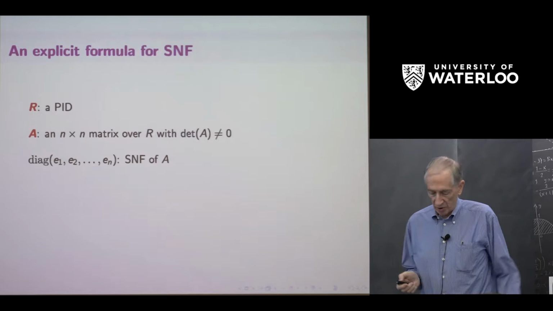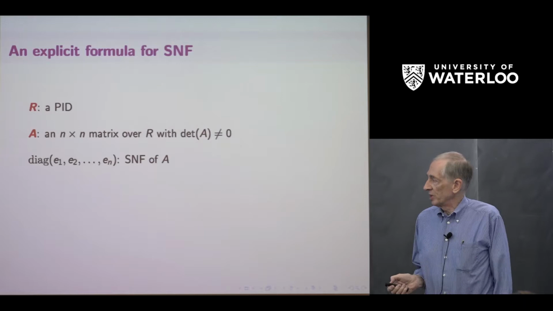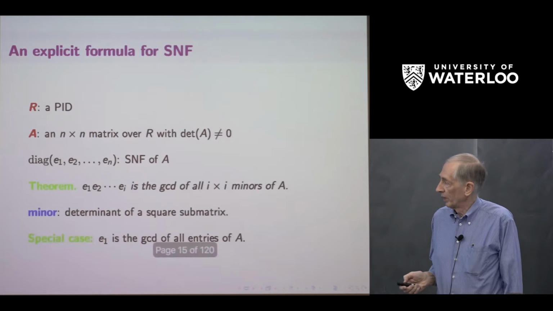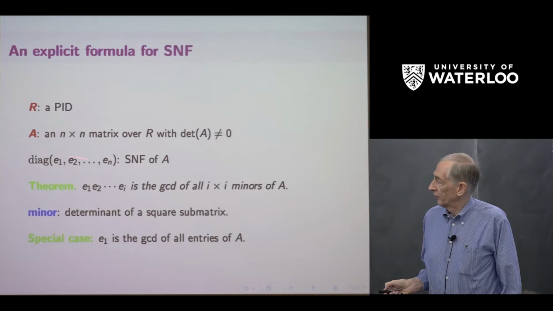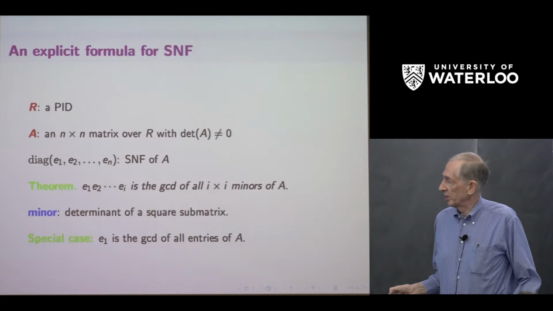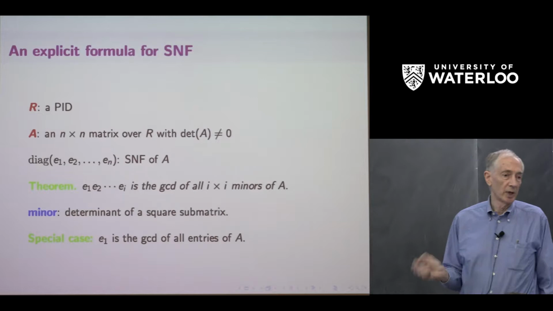Now, there's also an explicit formula for the Smith normal form of an n by n matrix over a PID. Although in general it's not such an easy formula to work with, as you'll see by the statement of it. But let's suppose we have this SNF with diagonal elements E1 up to En. Then, again it's not hard to prove that the product of the first i of these E's, E1, E2 up to Ei, is the GCD of the i by i minors of A, the greatest common divisor of all i by i minors in the ring R. And I remind you, by minor, I mean the determinant of a square submatrix. So for instance, when i equals 1, we see that E1, the first entry here, is the GCD of all the entries. After that, it gets more complicated to compute.